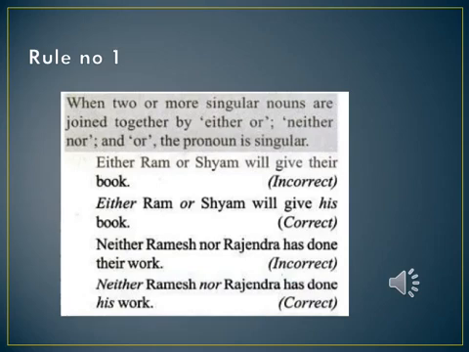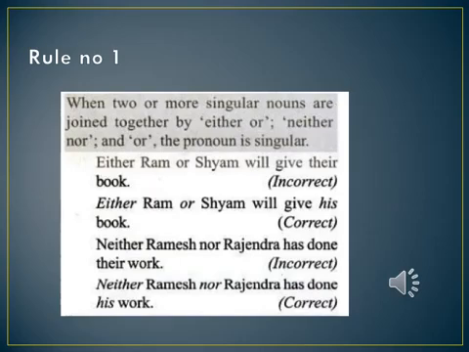When you are saying either Ram or Shyam, you mean one of them. Now when you are saying one of them, the pronoun has to be singular because you are referring to only one person. Either Ram or Shyam. Therefore, his is correct.